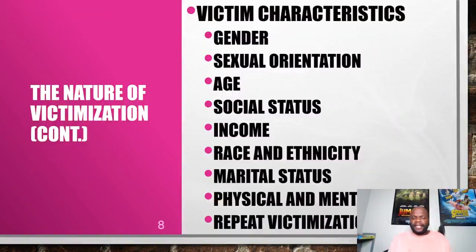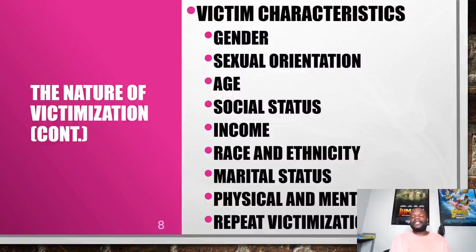Now, what are some victim characteristics? As you can see, there are a number of characteristics which have to be considered when we look at the victim. Gender, we know that males are more likely to be victimized by strangers. Males are more likely to experience victimization compared to females, because we know males have kind of a sense of bravado, machismo, maybe can't let anything go.